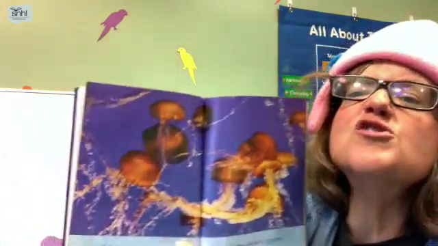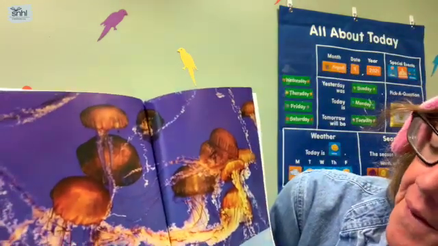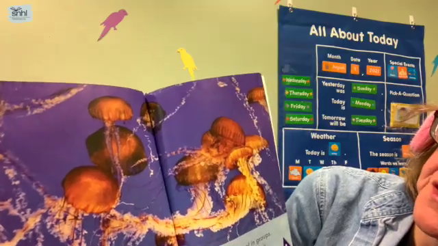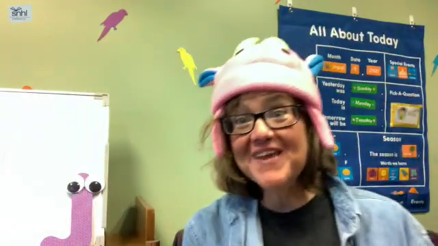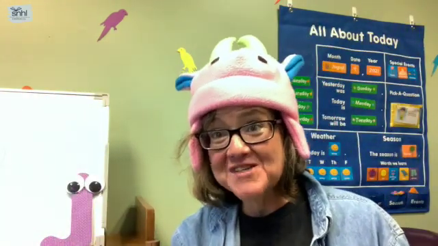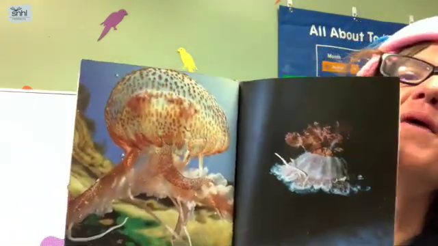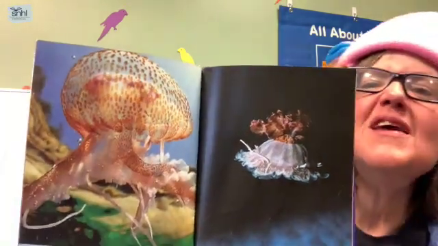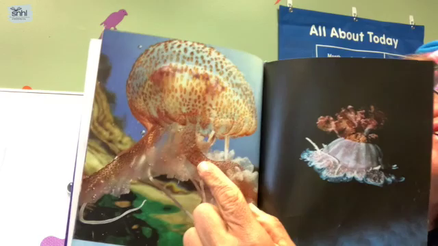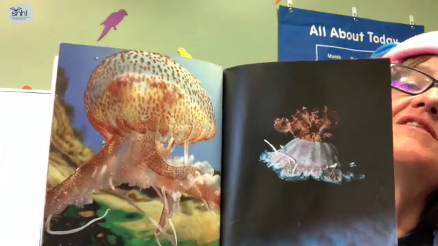Jellyfish live in oceans all over the world. Jellyfish travel in groups. You're not going to believe this. A group of jellyfish is called a smack. Can you believe that? That's pretty wild. Now, some jellyfish live on top of the ocean, and some jellyfish live deep in the ocean. This is an example of one that lives on top of the ocean. This is a jellyfish living deep in the ocean.